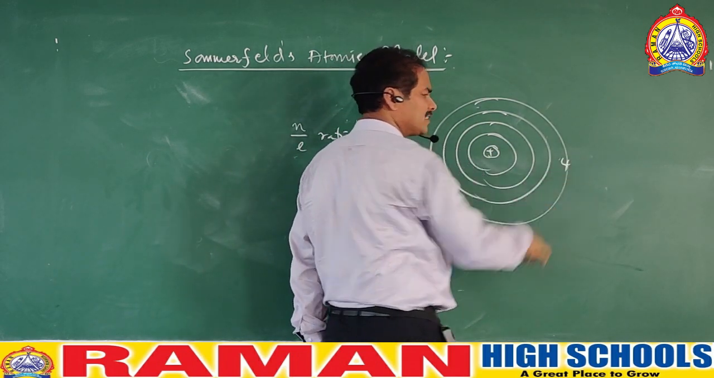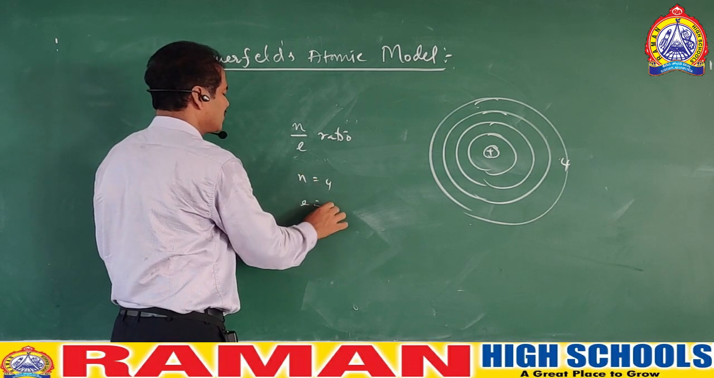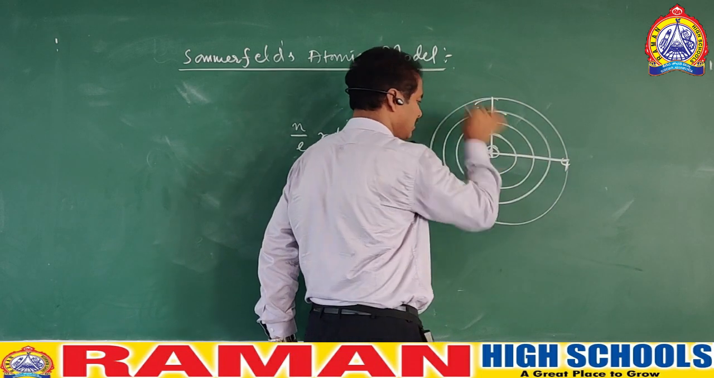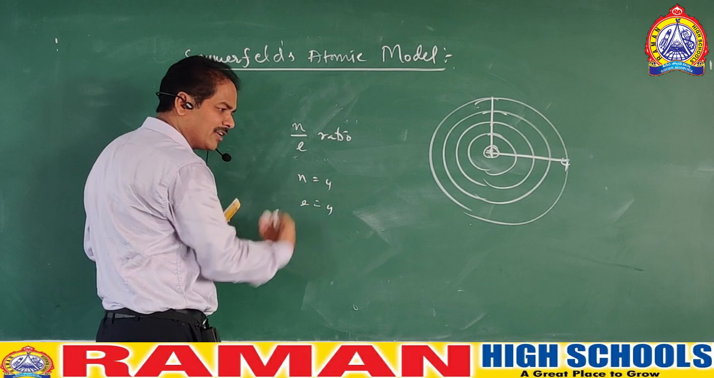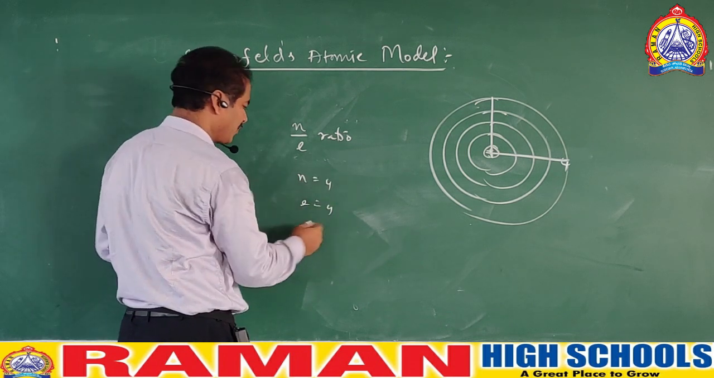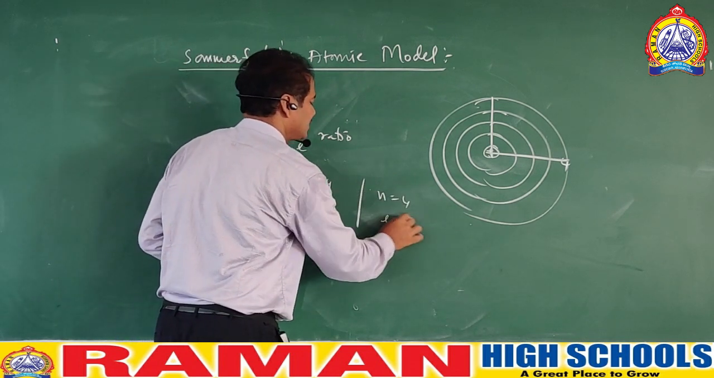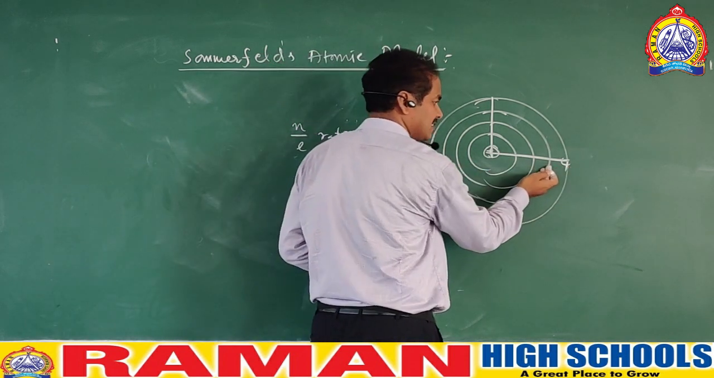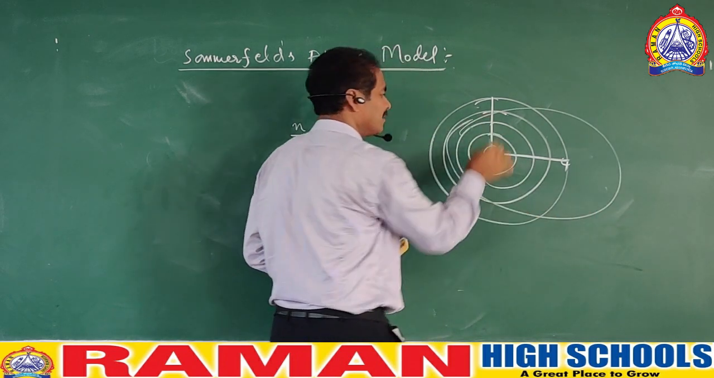Suppose N is 4, meaning the fourth orbit. When N is 4 and L is 4, then the orbit will be circular. Whereas if the L value decreases, L value starts from 0. If you take N is 4 and L is 3, naturally 4 by 3, that means the size decreases, so the orbit becomes a little elliptical.